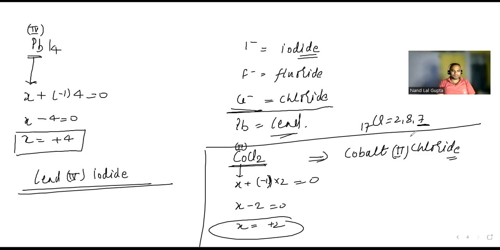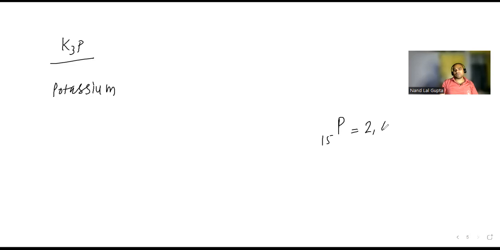How do I do K3P? So would that be K3P? Okay, let me tell. See, K is the potassium. Phosphorus, do you know? Phosphorus is 15. 15 means 2, 8, 5.